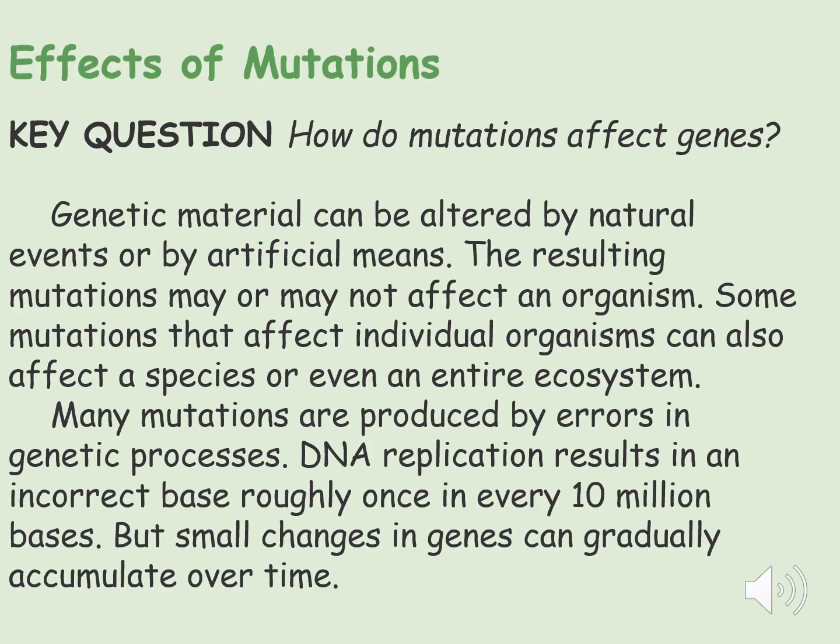Genetic material can be altered by natural events or by artificial means. The resulting mutations may or may not affect an organism. Some mutations that affect individual organisms can also affect a species or even an entire ecosystem. Many mutations are produced by errors in genetic processes. DNA replication results in an incorrect base roughly once in every 10 million bases, but small changes in genes can gradually accumulate over time.